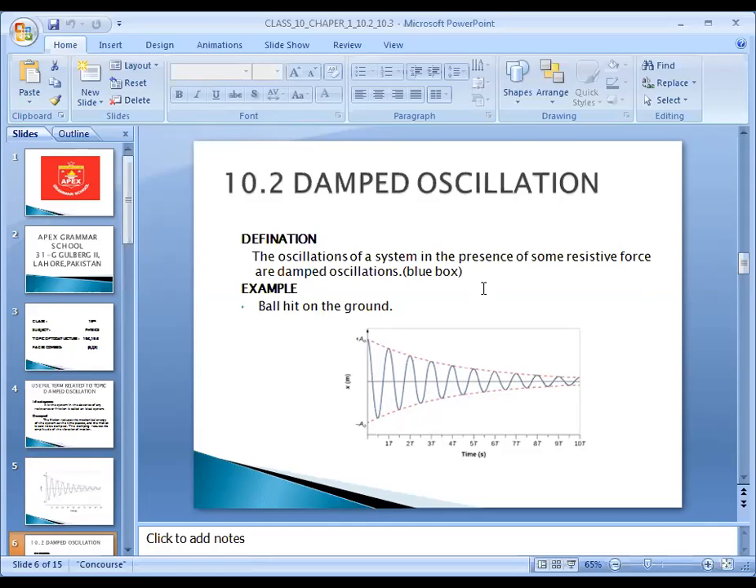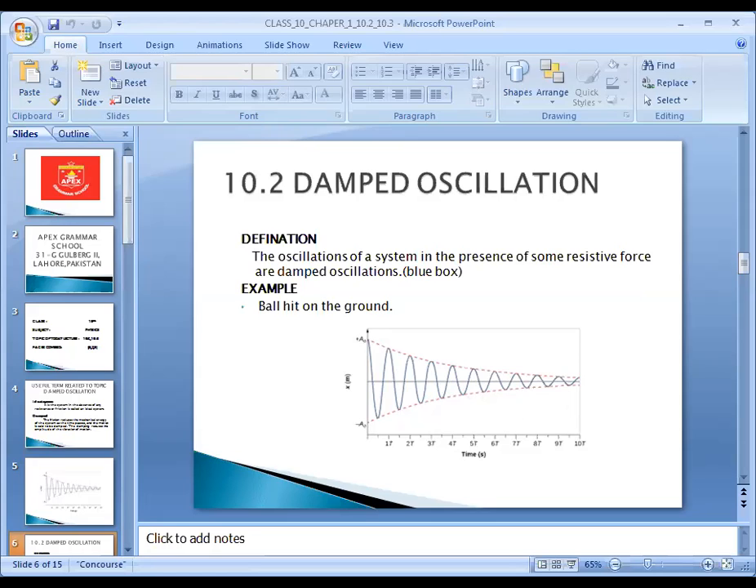I have also given you the example of a ball hitting the ground. The amplitude of the ball is very high, then low, going lower, going lower, and at last the amplitude keeps decreasing. So this is called damped oscillations.